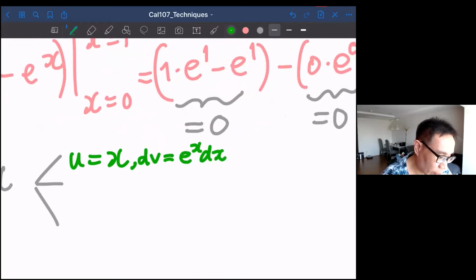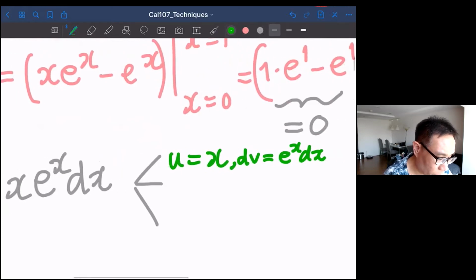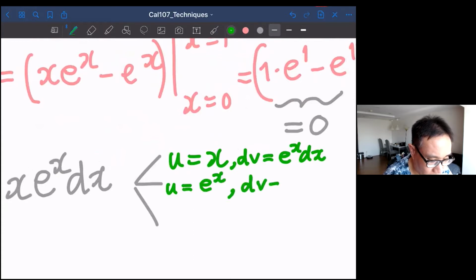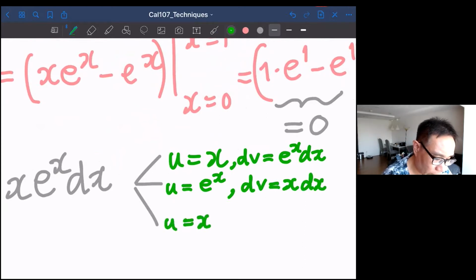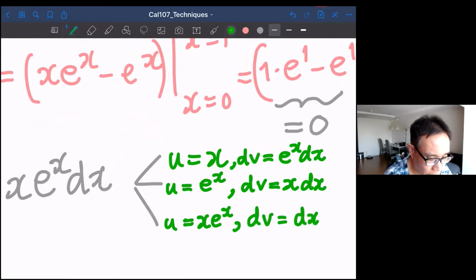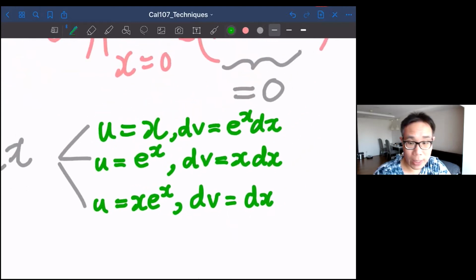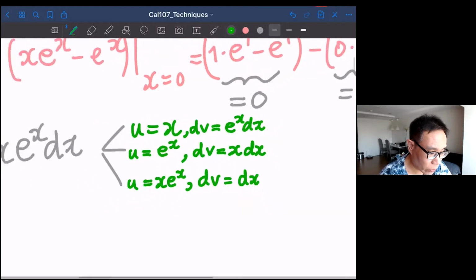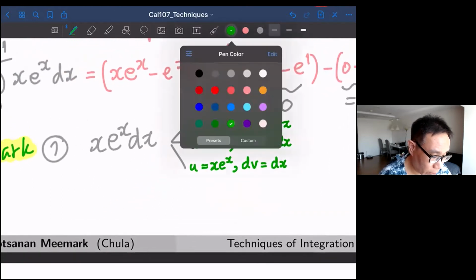Or you can have u equal to e to the x and dv equal to x dx. And also, you can have u equal to x e to the x and dv equal to dx. So we have several options here. How would we know which one is going to work? So let's try the third one.